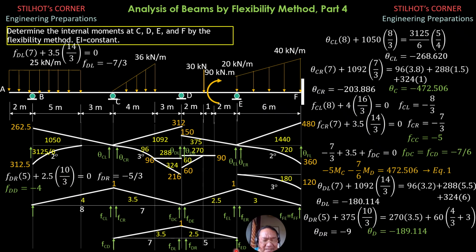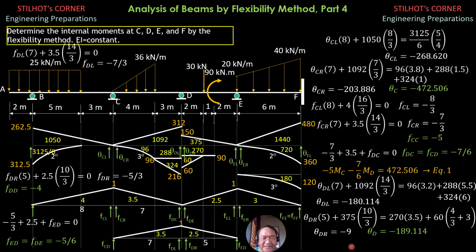So lastly, FED, we'll have considering this span and summation forces Y. FD right, which is negative 5 thirds plus 2.5 plus FED equals 0. So negative 5 thirds plus 2.5 plus FED equals 0. So FED, which is equal to FDE, is equal to negative 5 over 6.